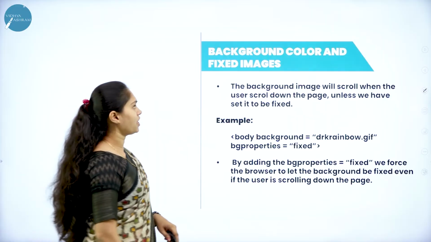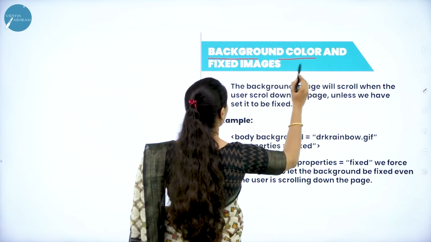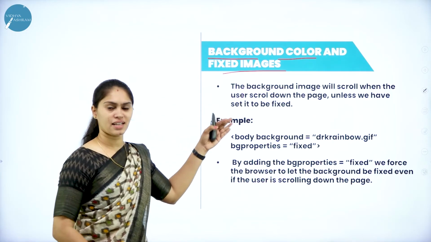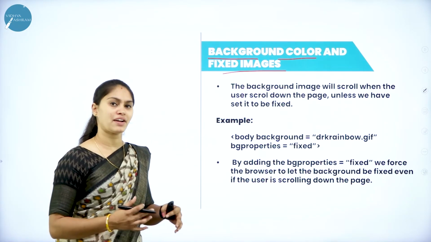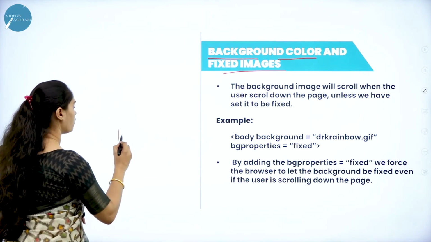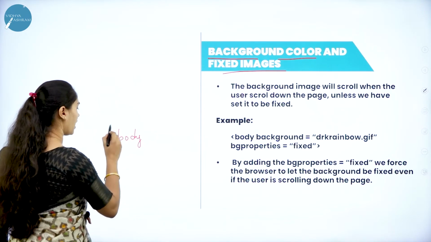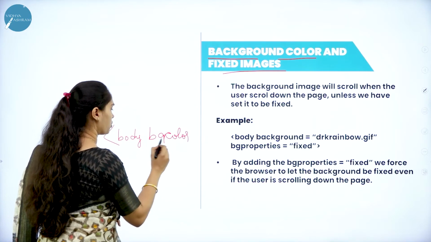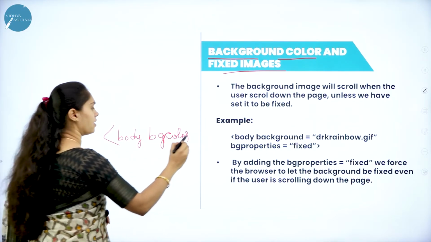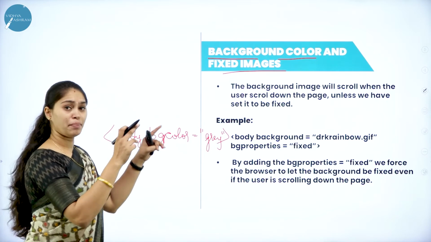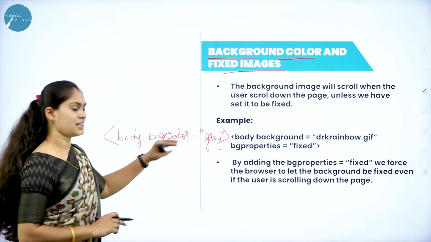Next, what we have here is background color and fixed image. Instead of giving the image as a background, I can also use a color as a background. Within the body tag, I have to specify the BG color attribute. BG in the sense of background color is equal to, if I write gray, the web page background will appear in the gray color.